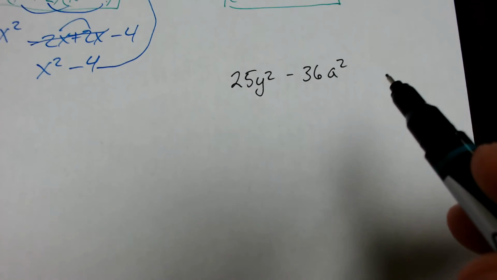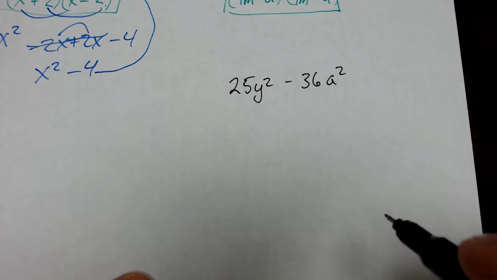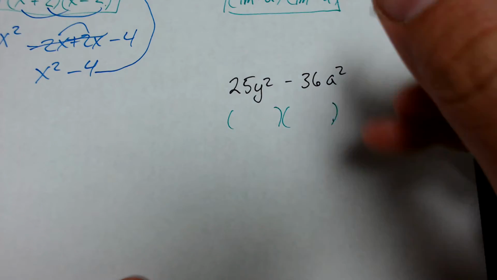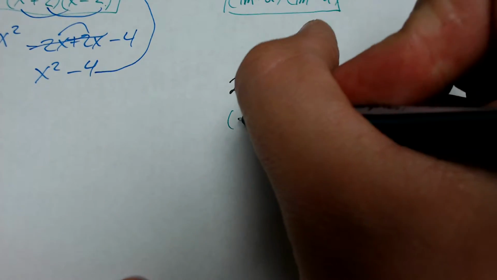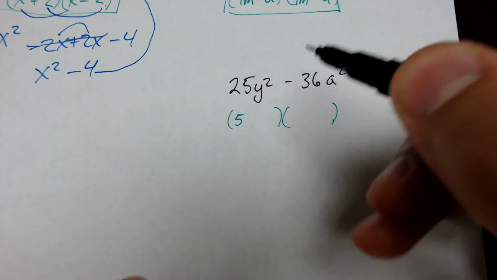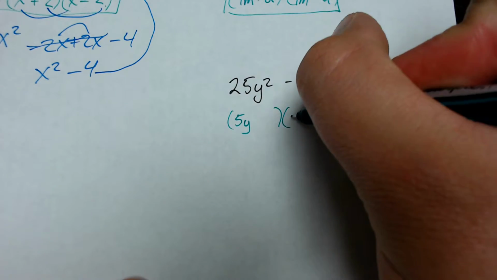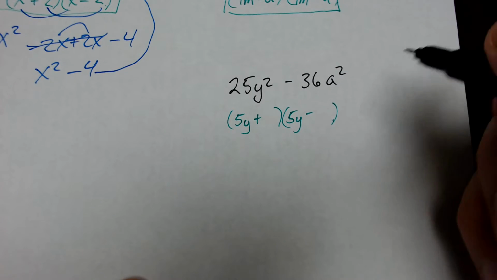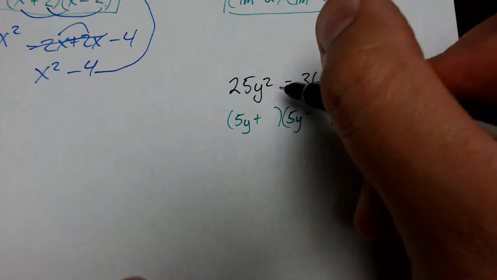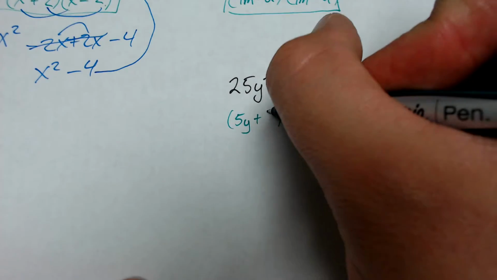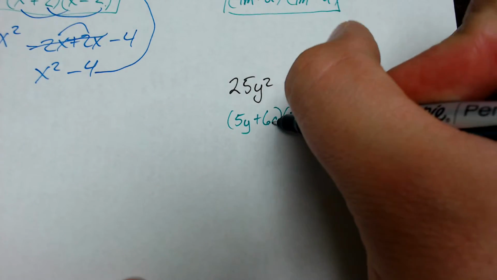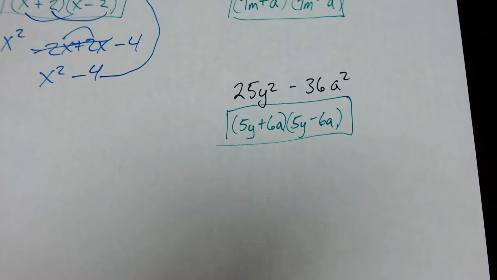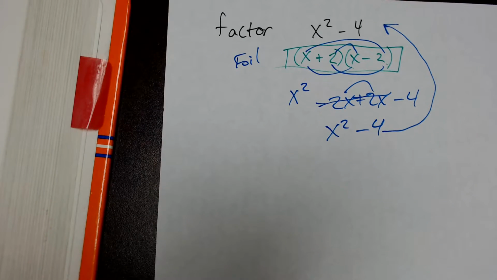Now, let's go to the next problem. We've got 25y squared minus 36a squared. Starting with the positive number first. Square root of 25 is 5. Square root of y squared is y. So the first term is going to be 5y. Positive, negative, like always. And then the last term, or the negative term, square root of 36 is 6. Square root of a squared is a. And I'm done. That easy, that simple. That's it for difference of two squares.